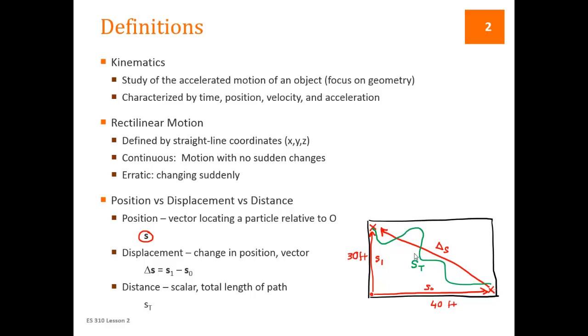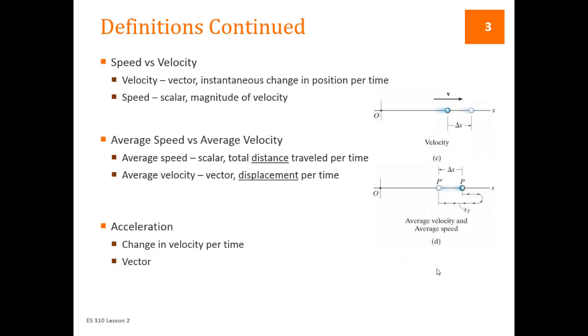So position is a vector relative to the origin. Displacement is a vector, which is a change in position, so it's relative to some other point. And distance is a scalar that is the total distance walked. All right. The next definition we look at is speed and velocity. So just like distance and displacement, speed is a scalar, velocity is a vector.